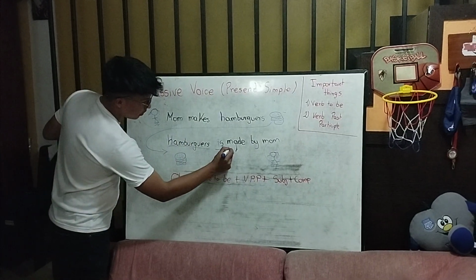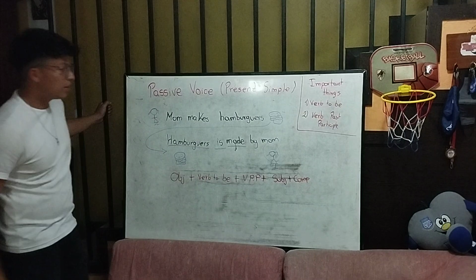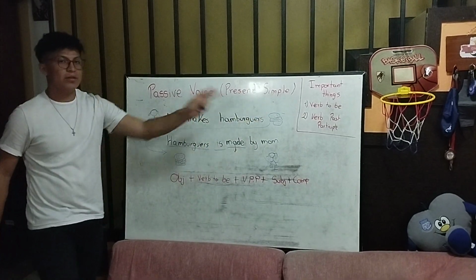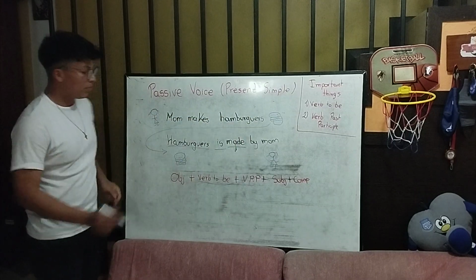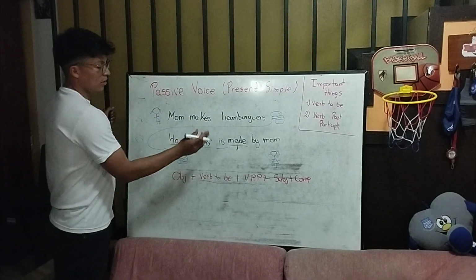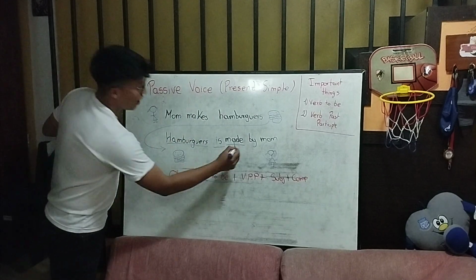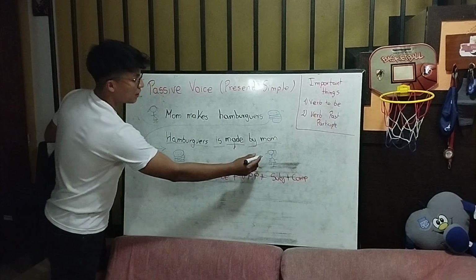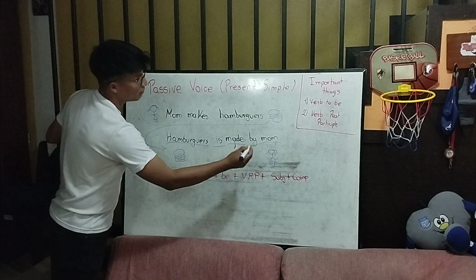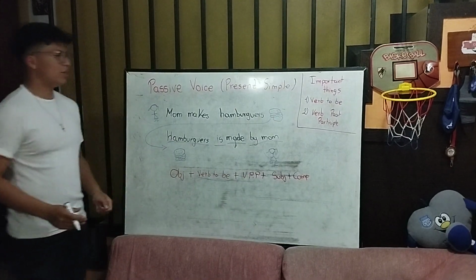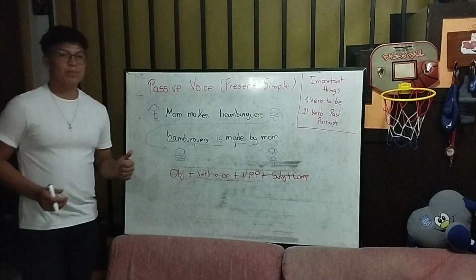Then we have the verb made, and we use the second important thing to use the passive: the verb in past participle. Make, made is the third form of the verb, and by mom, the subject becomes the object in this case, and the sentence changes. This is the present simple.